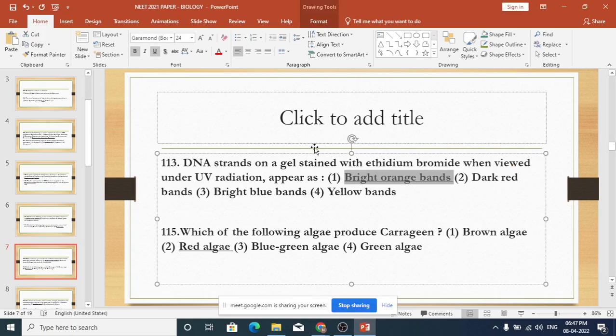Okay, next question. Which of the following algae produce carrageen? Carrageen or carrageenan, I don't know. I think you studied algae in your 11th standard. Yes, sir. The answer is red algae.